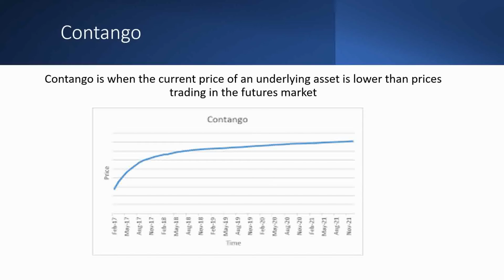Contango is a scenario where current price of an asset class is lower than its price in future, and this can be represented using a graph where left hand axis is representing price of an asset and right hand axis is representing time. And as you can see from this graph, the price in future is increasing relative to time. So as the time passes, the price is higher and higher.